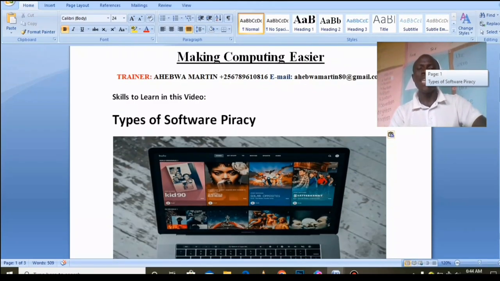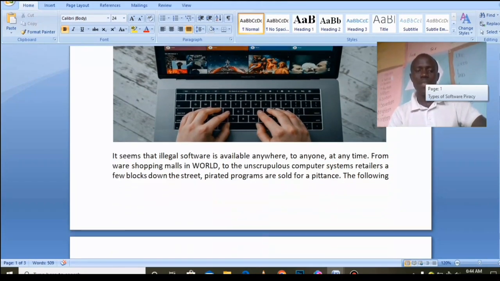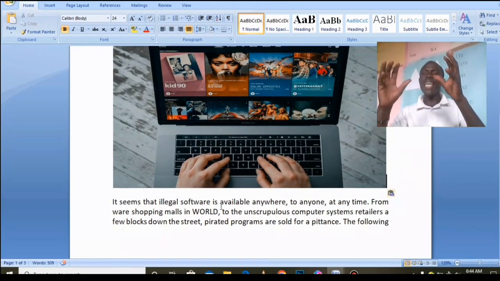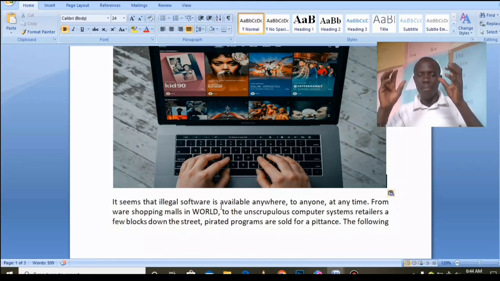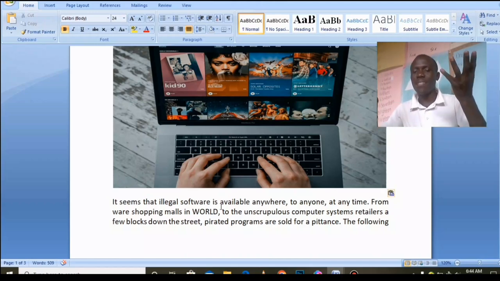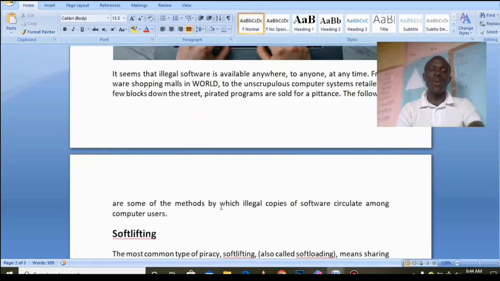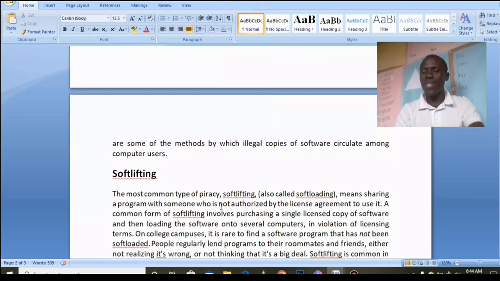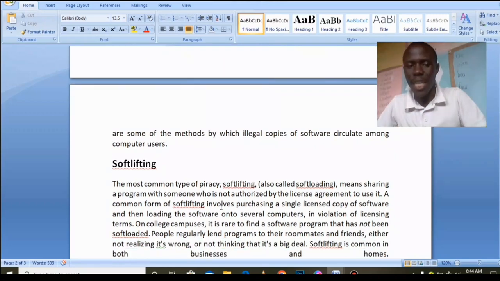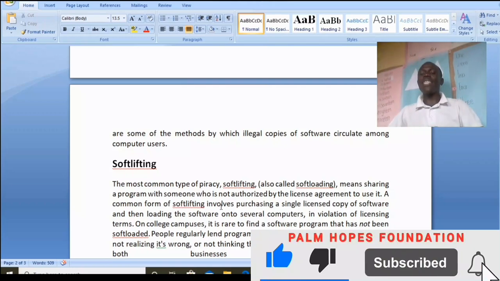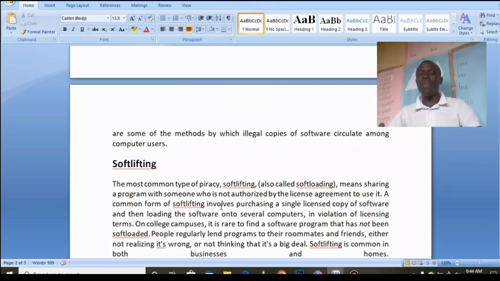So let's dive in and see what the types of software piracy are. It seems that illegal software is available anywhere, to anyone, at any time, from shopping malls around the world to the unscrupulous computer retailers a few blocks down the street. Pirated programs are sold for a pittance. The following are some of the methods by which illegal copies of software circulate among computer users. How do these pirated software copies actually circulate among computer users?